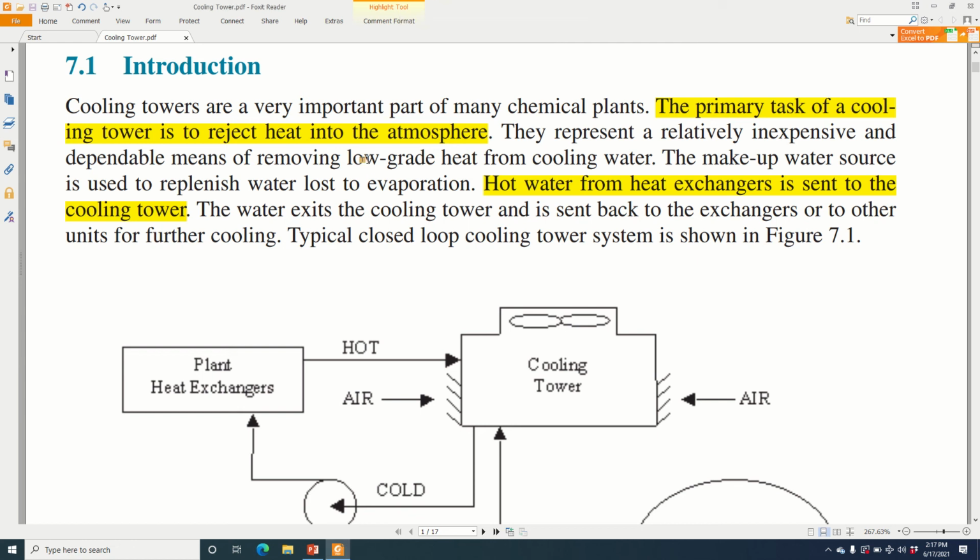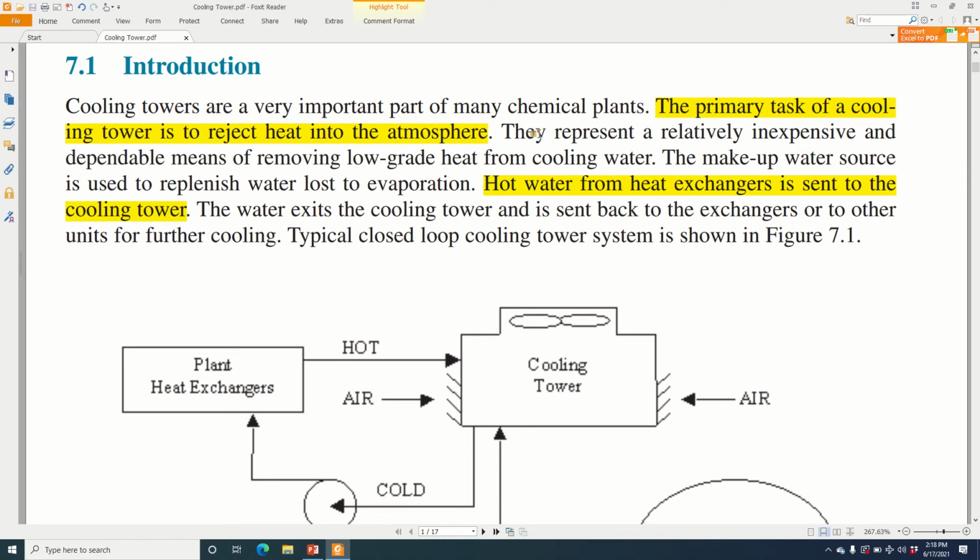In this lecture, I will explain what a cooling tower is, what its main types are, and what the main components of a cooling tower are. Let's start with the definition of a cooling tower.